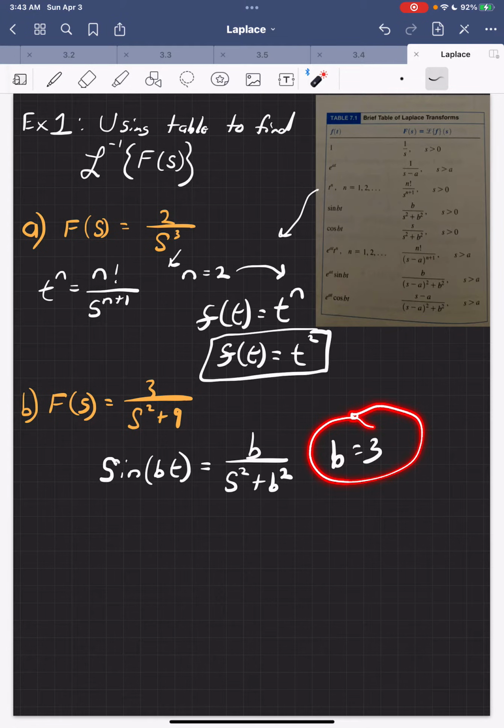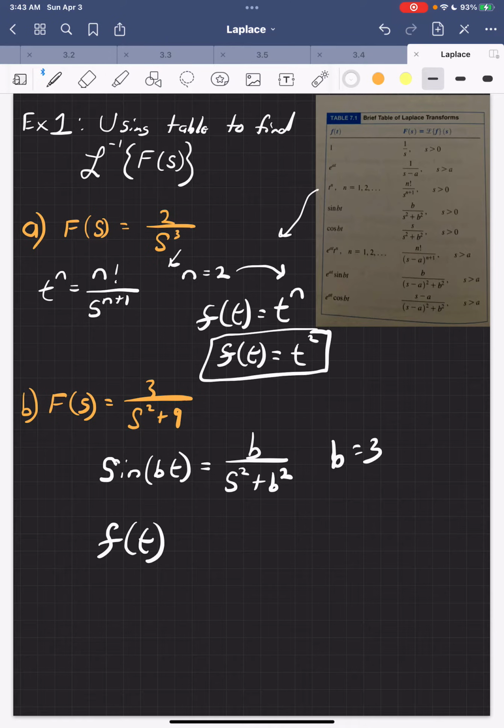So now that we know that is the correct form, the f of t in this case is just sine of bt, with b being, and now b is equal to 3. So sine of bt, and there you go. So our answer is sine of 3t.